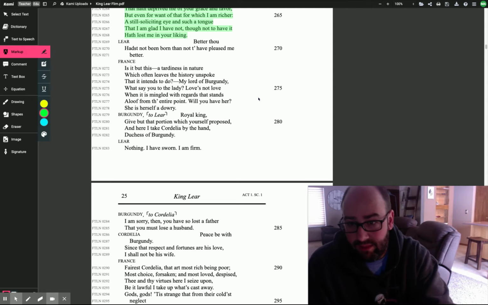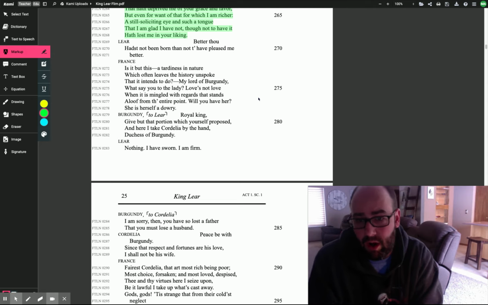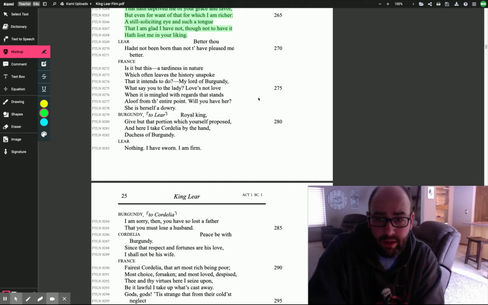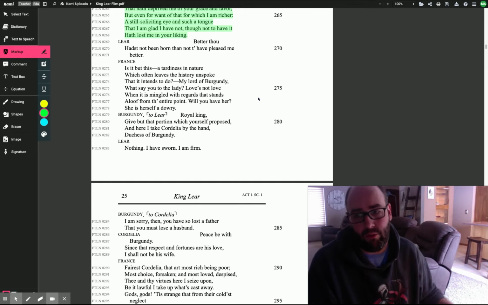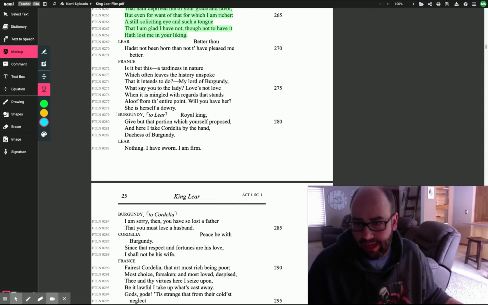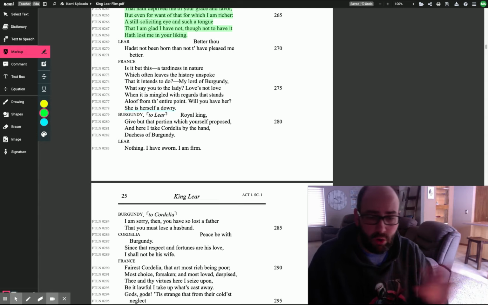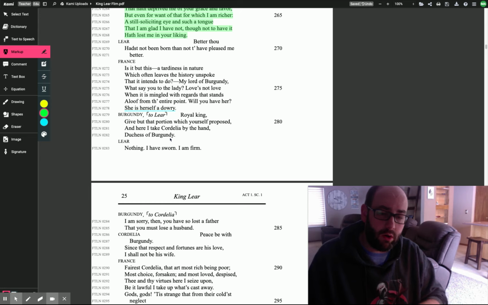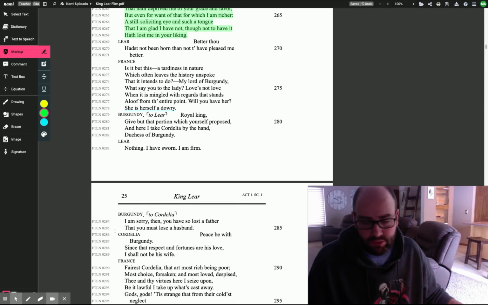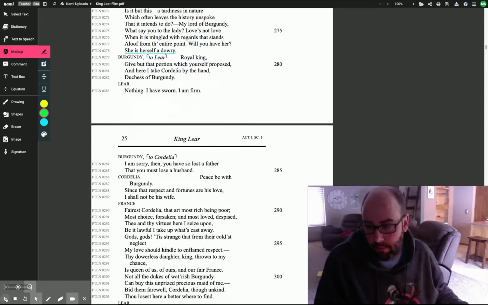My love's not love when it is mingled with regards that stands aloof from the entire point. Will you have her? She is herself a dowry. And I love that line. We like King of France. He is good because he says, she's worth it, like just by herself, no dowry at all. She is worth having her because you don't need all the extra land and stuff.